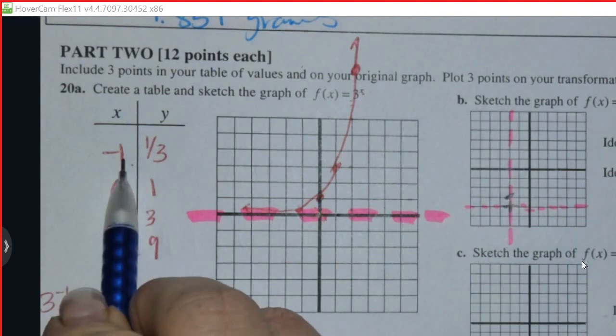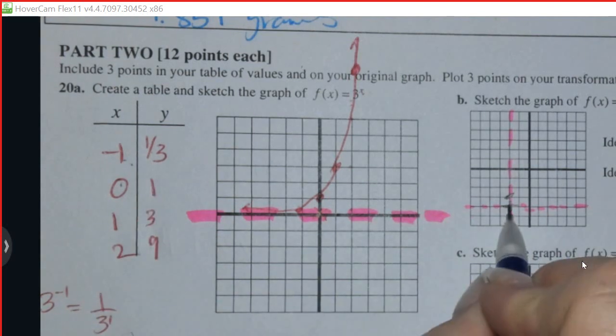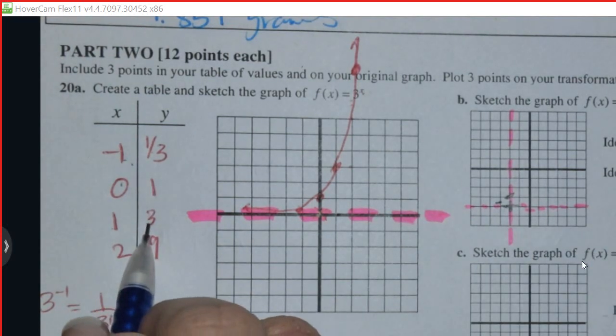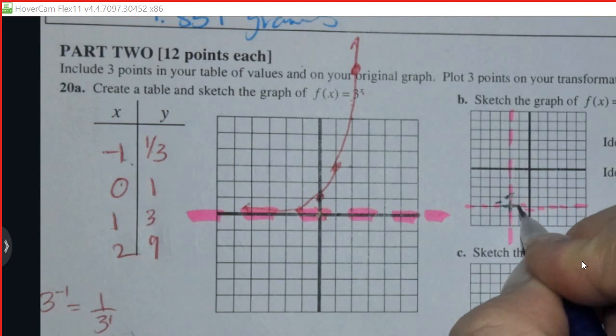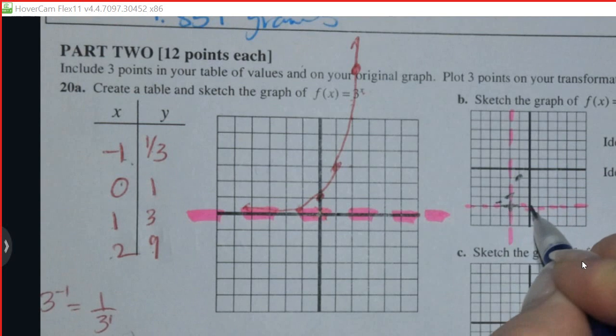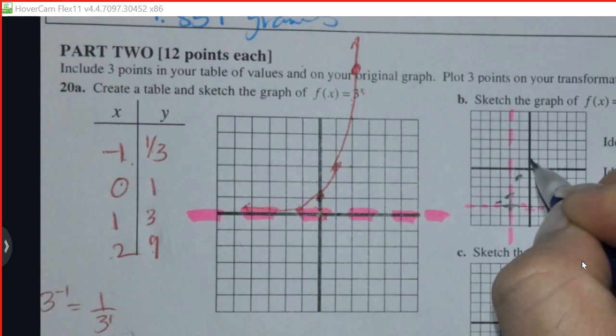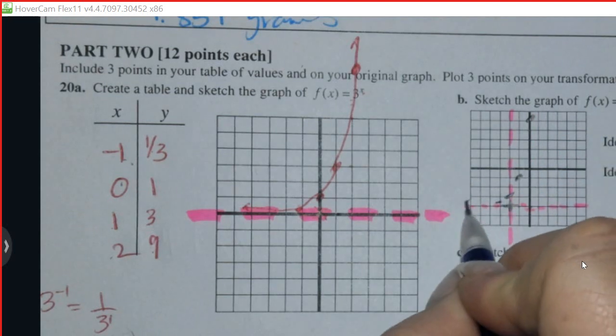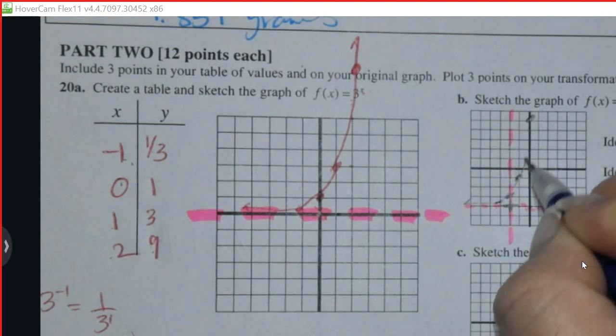And then I'm going to go over to the left 1 and up a third. Over to the left 1, up a third. I'm going to go right 1 from my new origin and up 3. So right 1 and up 3. I'm going to go right 2 and up 9. So right 2. This is 4, 5, 6, 7, 8, and 9. So it's looking like this.